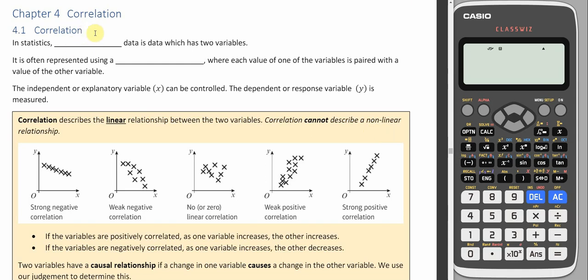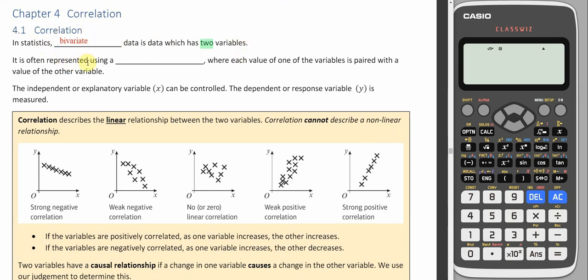AS Maths Statistics Chapter 4 Correlation Section 4.1. In statistics, there's a certain type of data that we sometimes study which has two variables, and the name for that type of data is bivariate data. Bi meaning two, variate variables, so two variables.